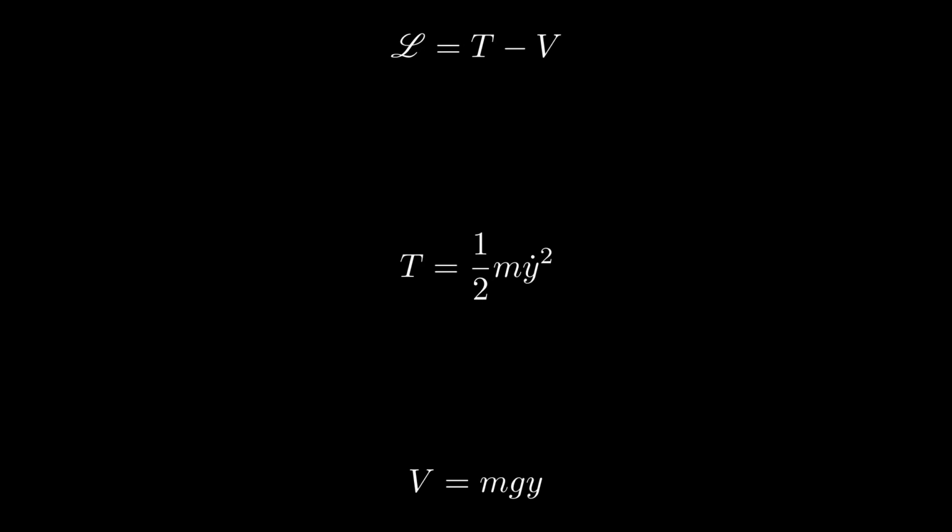In this case, T, the kinetic energy, is equal to 1/2 mass times velocity squared. y dot just means velocity, and y double dot means acceleration, while V is equal to the gravitational potential energy of the ball, just mgy.